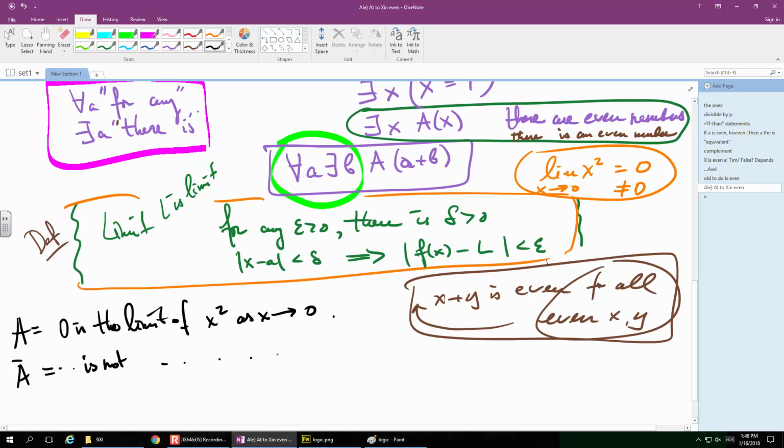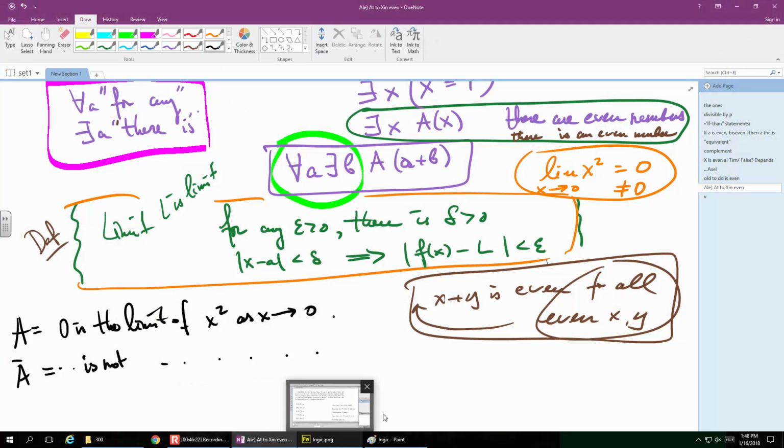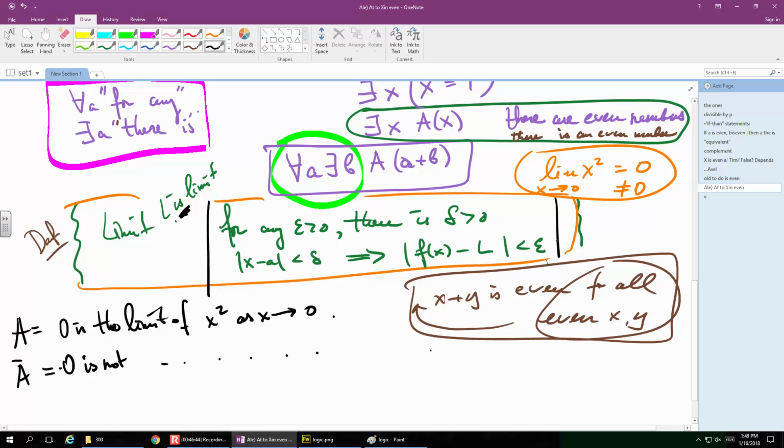So 0 is not the limit. Okay, so that's fairly simple. But now we've got to negate that statement over there. The statement says for any epsilon there is a delta such that this is satisfied. So how would you negate it? The definition right there, when you say 0 is not the limit of x squared. I already did that last line: 0 is not the limit. I want to now go to the definition and write it out. This is the statement when it is a limit. Now I want the negative of it.